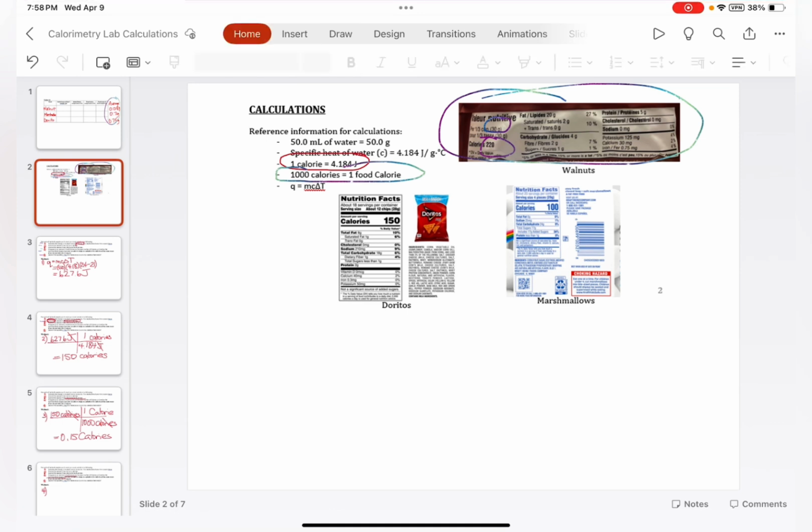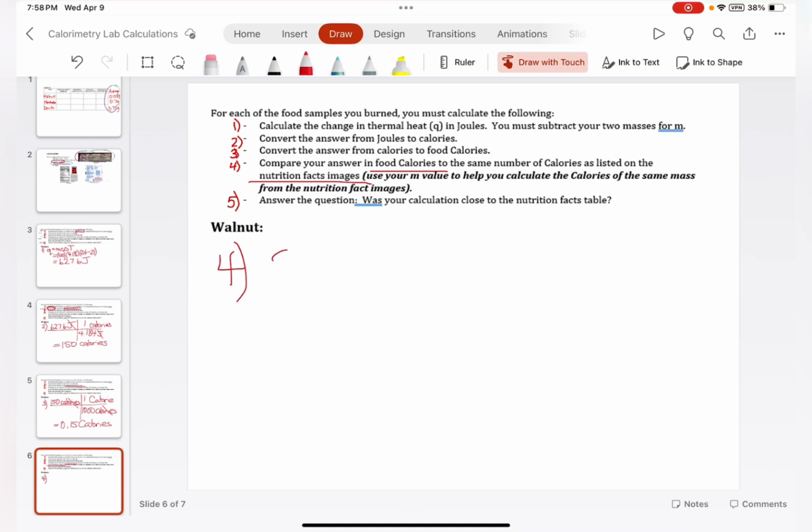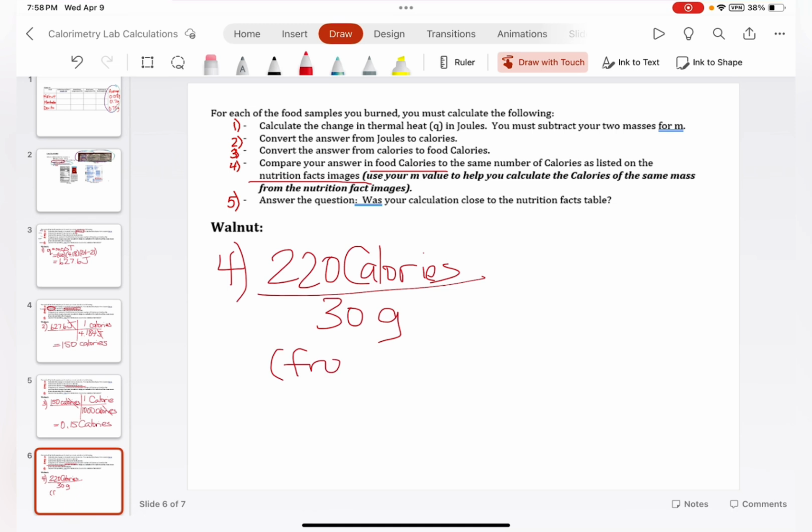So let's go back to our slide and do a quick calculation. We're going to do 220 calories divided by 30 grams. This is from the label, okay? This is from the company, not the store. When you do that division, you get 7.3 calories per gram. So if you ate 1 gram of those walnuts from that package, you would be consuming 7.3 calories. It would give you energy equivalent to 7.3 food calories.